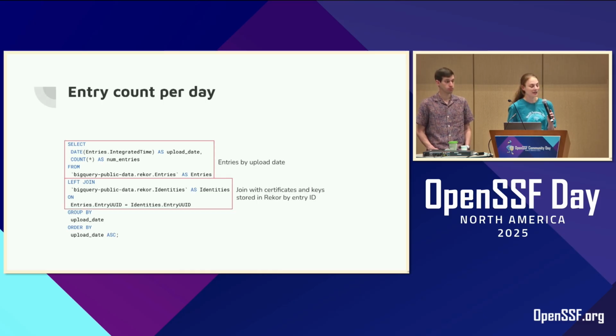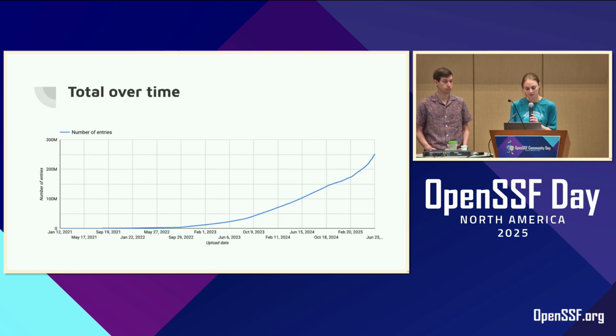For each of these queries, we'll be highlighting key parts of the query. So even if you're not familiar with SQL or BigQuery, you'll understand what the query is doing. Here we're using the entries table, which contains all Rekor entries and their upload time. We'll join this query result with data from the identities table, which contains certificates and keys stored by Rekor. The entry UUID is the common column between all of the tables that we provide, so you can easily join results. Here's a chart of the query result.